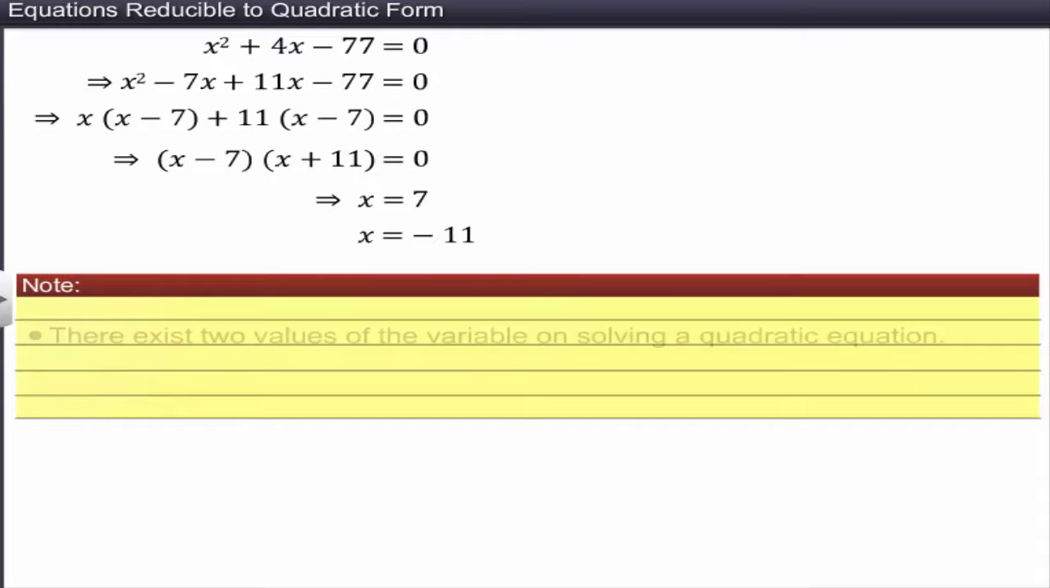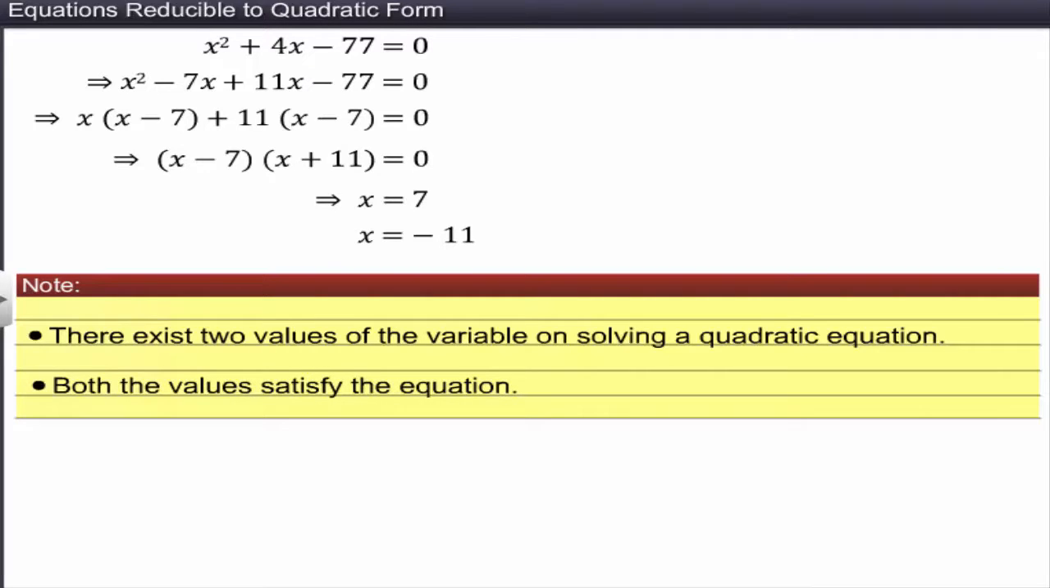Also note that you will get 2 values of the variable on solving a quadratic equation. Both the values will satisfy the equation. However, if you're solving a problem based on logic, then the value of the variable that will be correct for that logic should be accepted. As for example, in the eggs problem, we rejected the value x is equal to minus 11 because the number of eggs cannot be negative.